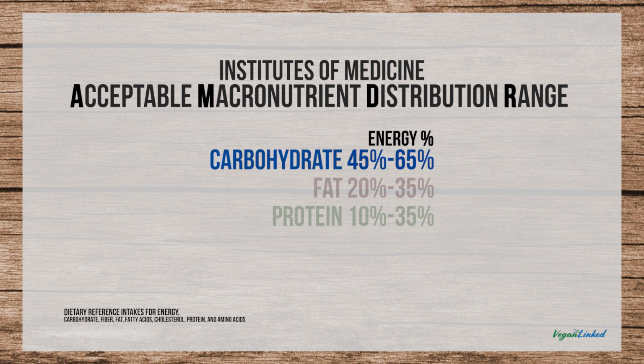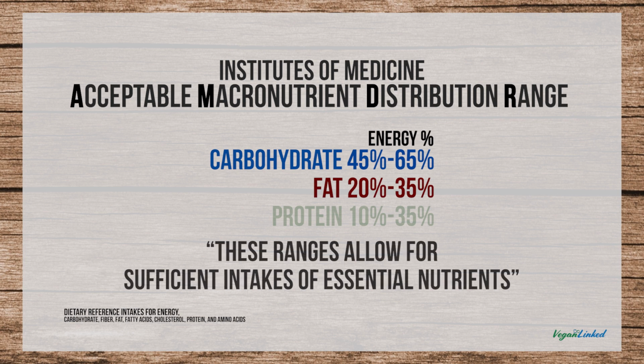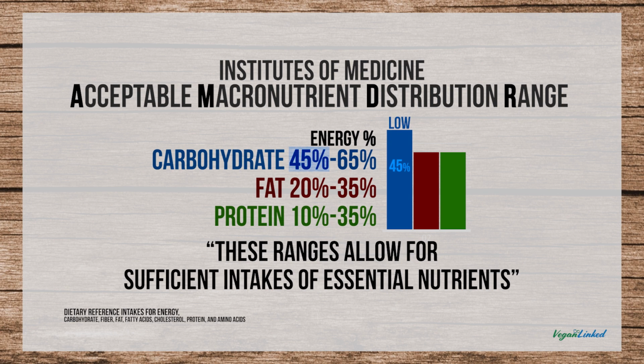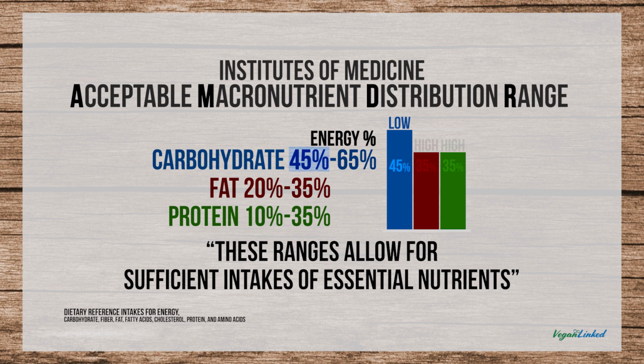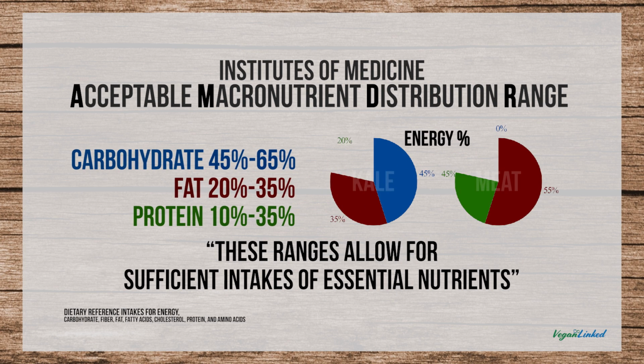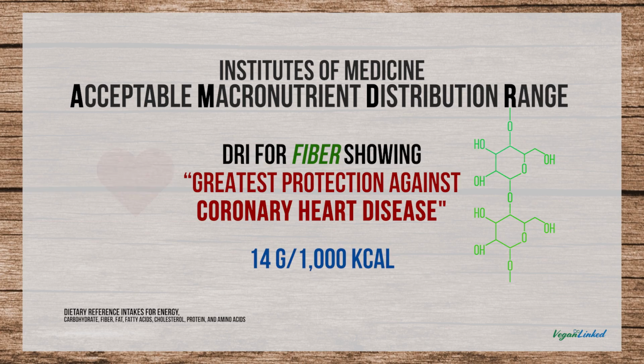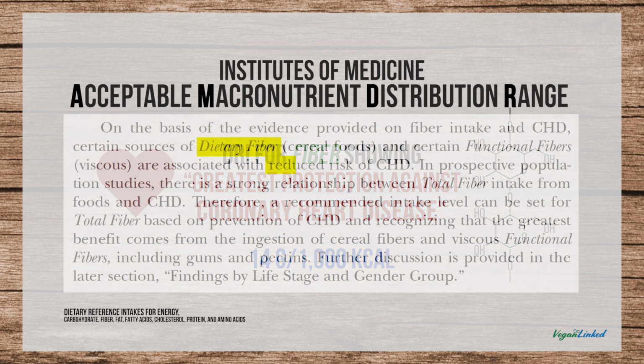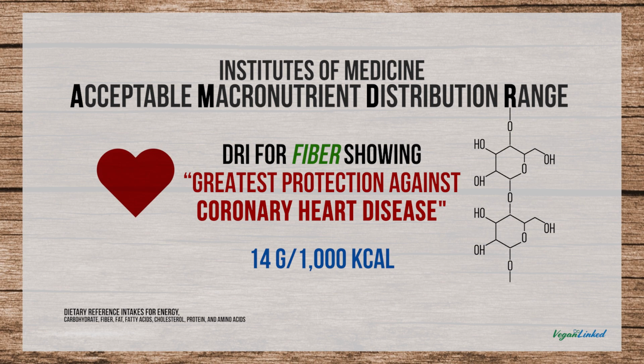These are carbohydrates 45 to 65%, fat 20 to 35, protein 10 to 35. Notice how the lower percentage of energy that's recommended from carbohydrates is still higher than the highest of both fat and protein. And carbohydrates are found exclusively in plants, along with the perfect ratio and distribution of fats, proteins, vitamins, and minerals. The daily recommended intake for fiber showing greatest protection against coronary heart disease is 14 grams a day per 1,000 calories. And like carbohydrates, fiber is only found in plants.